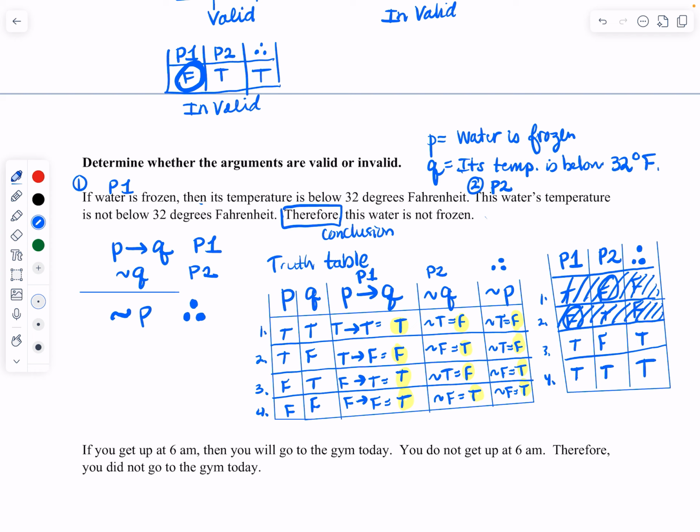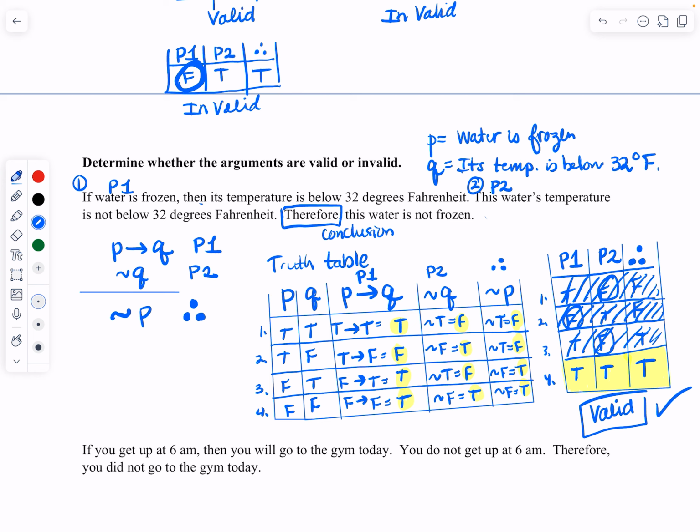In case 3, P1 is true and P2 is false. So again, if you find a false, cross out the row. And finally, in row 4, P1 is true and P2 is true. Now we have to check the conclusion. If the conclusion is also true, then the whole entire thing is valid, and that happens in this case. 2 true premises with a conclusion that is true is valid. Okay, so that's how you do these.